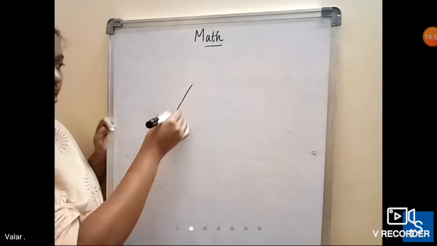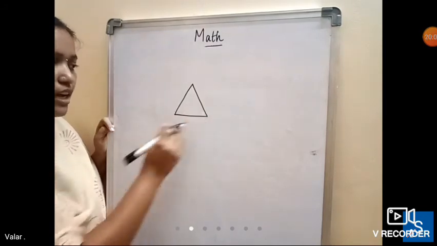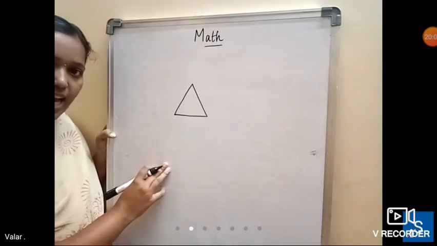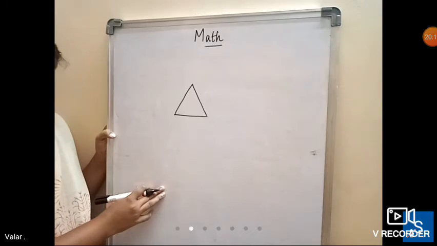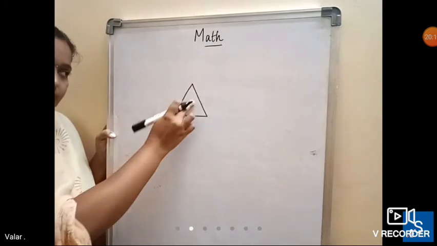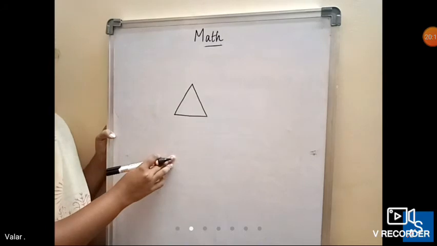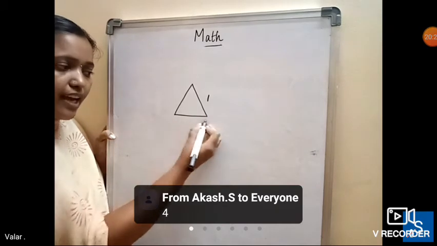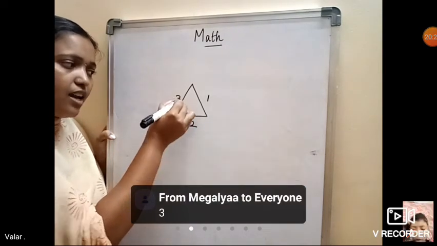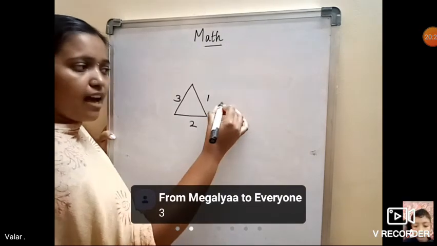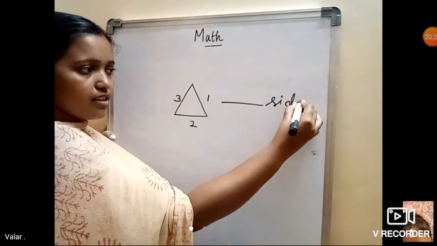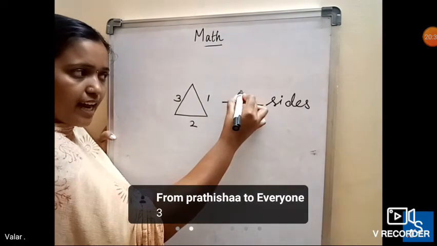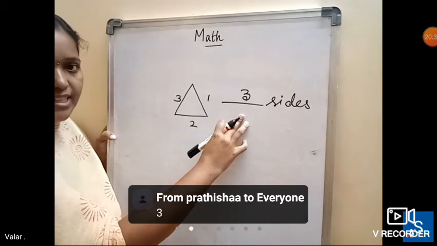So if it is a triangle, how many sides are there? Sides, as I said, you have to check wherever you have a straight line; each straight line will have one side. So now you can see this line will have one side, here the second side, and this is the third side. So the triangle is having how many sides? One, two, three. Three sides. The triangle is having three sides. Okay.